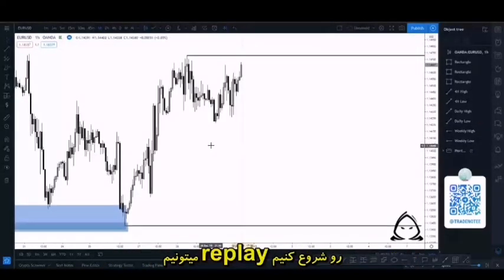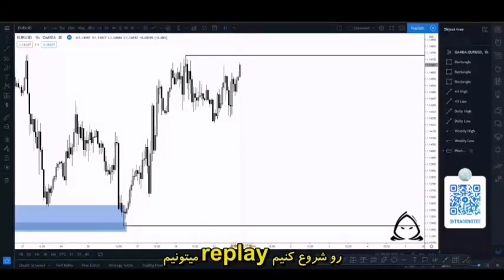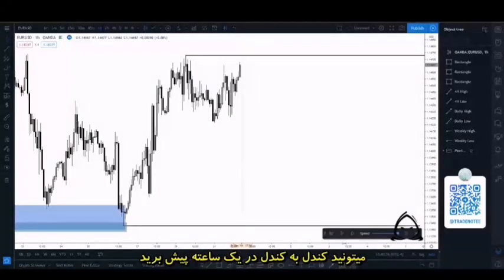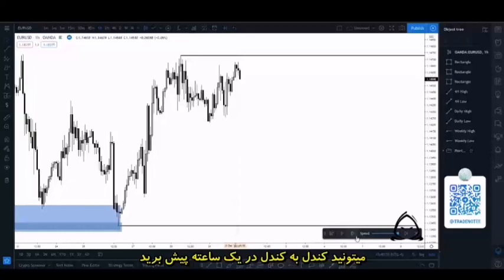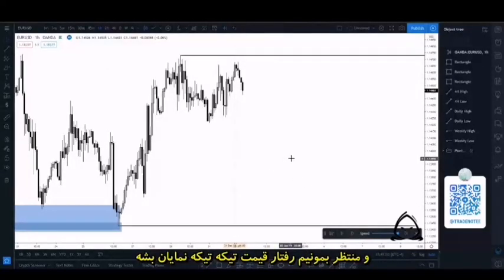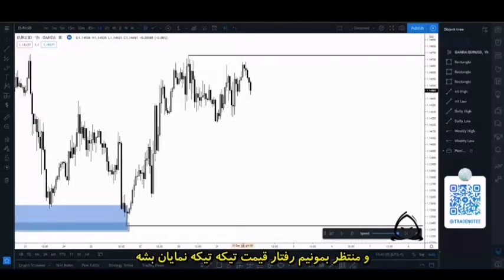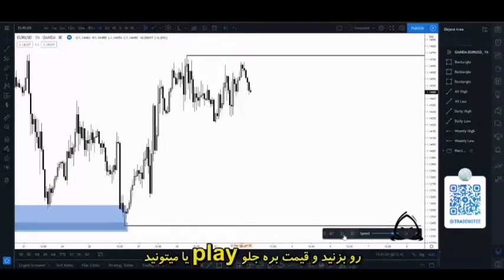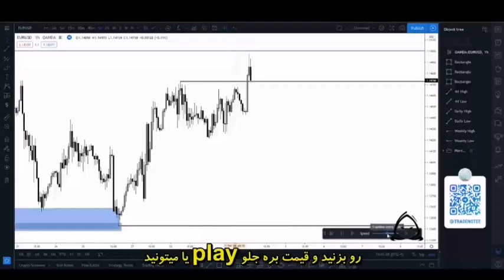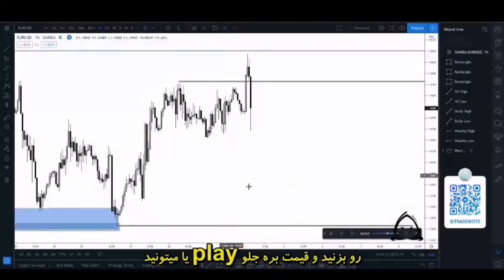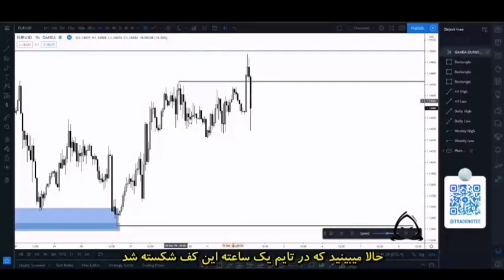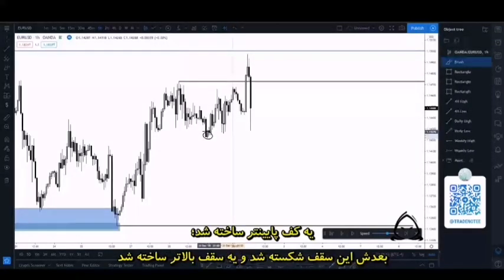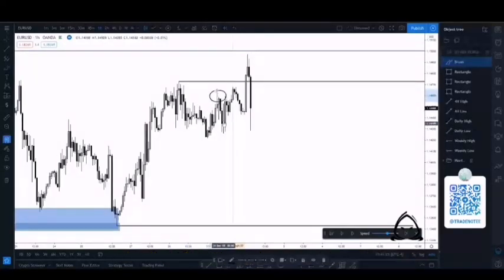We can start up the overall bar replay. There are two different ways that you can do this. You can either go candle by candle on the hourly chart, waiting for certain bits of price action to play out, or you can just hit play, pick a speed, and watch price action play out. So what we can see on the hourly chart now is we broke this low here, we created a lower low, and we broke this high right here, creating a higher high.